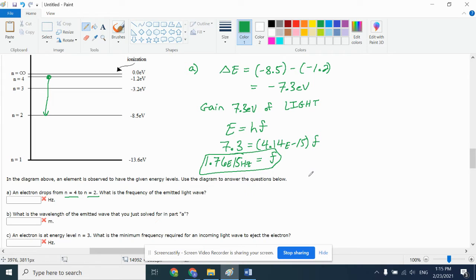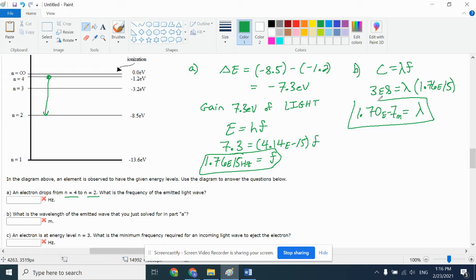Now B says, what's the wavelength of that light wave? All right, we're going to use c equals lambda f. c is the speed of light. That's 3E8. Set it equal to lambda times the f I just solved, 1.76 E15 hertz. So we'll do 3E8 divided by that frequency we just solved. I get 1.70 E negative 7 meters, or 170 nanometers. So that's definitely ultraviolet.